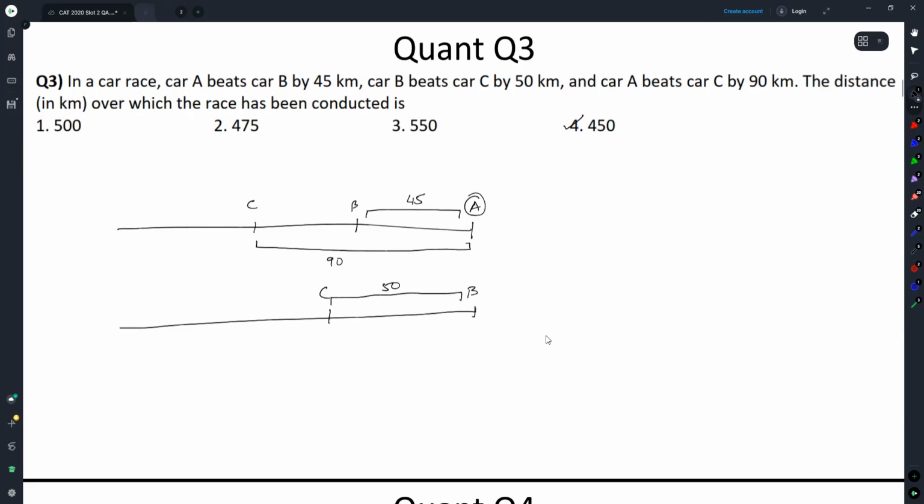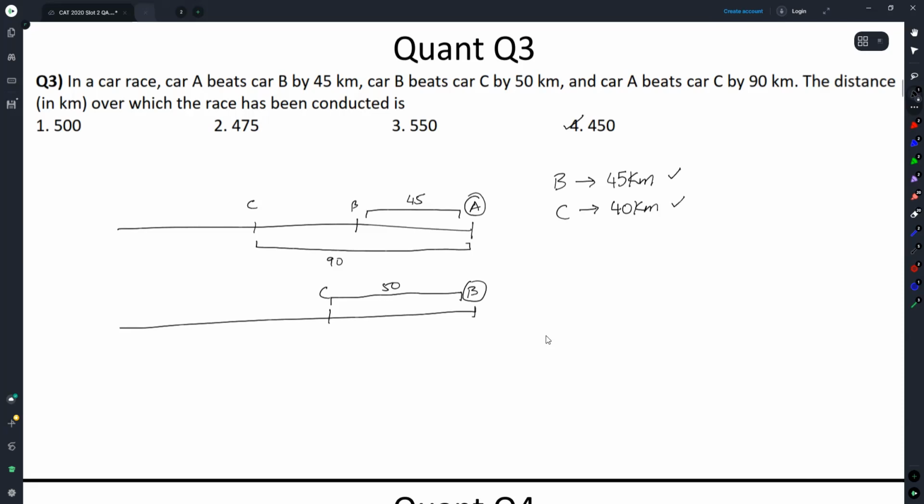From the moment that A finished the race to the moment that B finished the race, can you see? B has run 45 kilometers in that duration. C was previously 90 kilometers away from the finishing line. Now he's 50 kilometers away from the finishing line. Can I say C has run in that duration 40 kilometers from the time that A has finished the race to the time that B has finished the race? These are the distances covered by them.